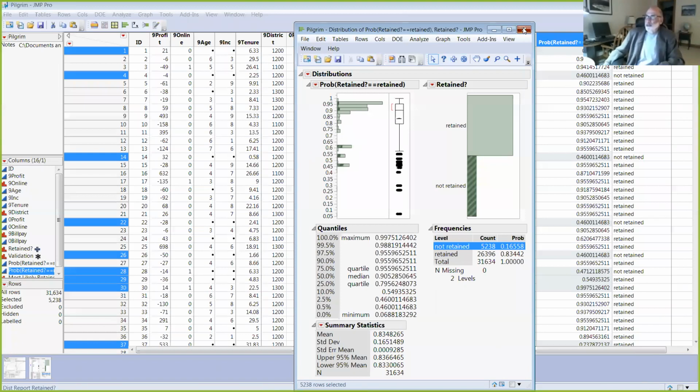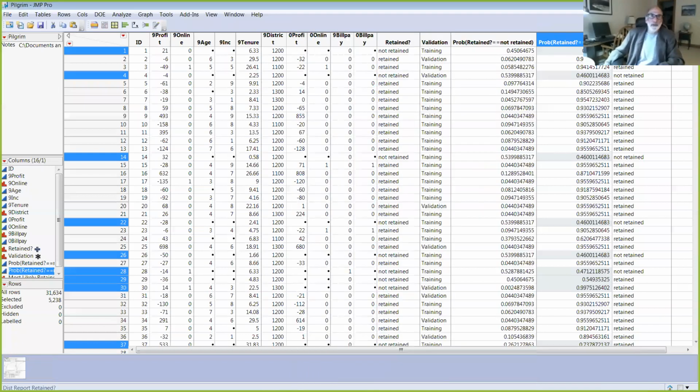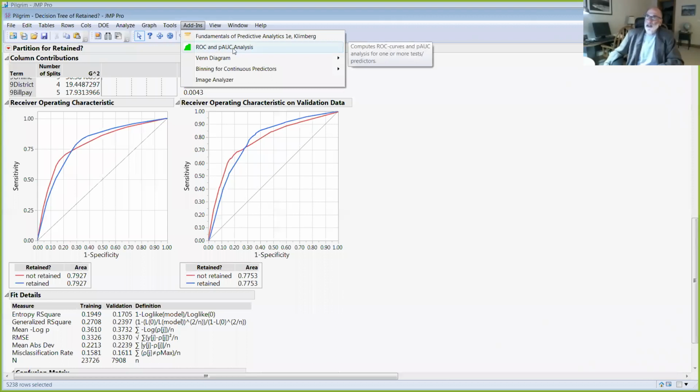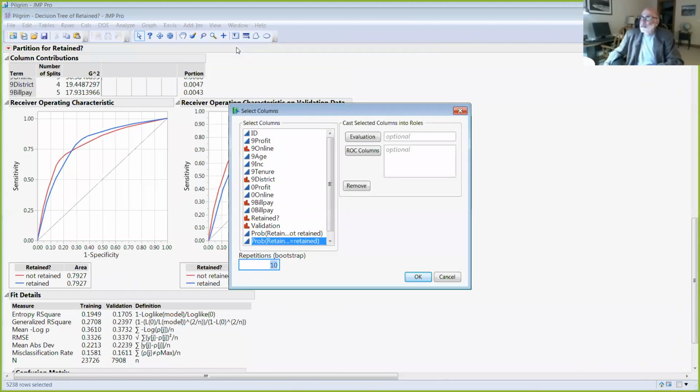So I'm going to look at two automated tools for doing that. Okay, the first of these tools you need to download from JMP Community. It's an add-in, and the add-in is what's called the ROC and PAUC analysis. It computes ROC curves and the area under the curve for one or more tests or predictors. So I believe that's the one.